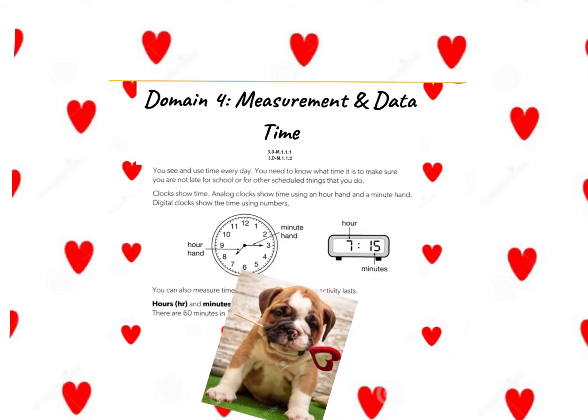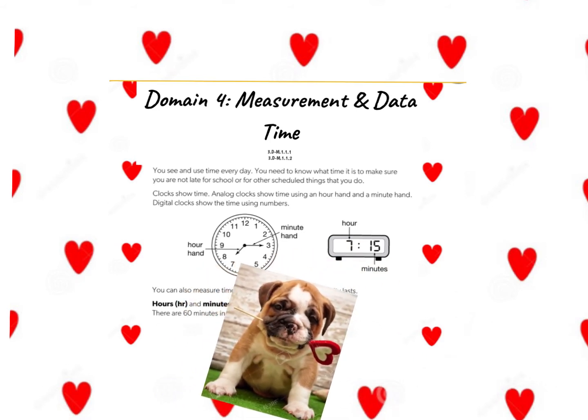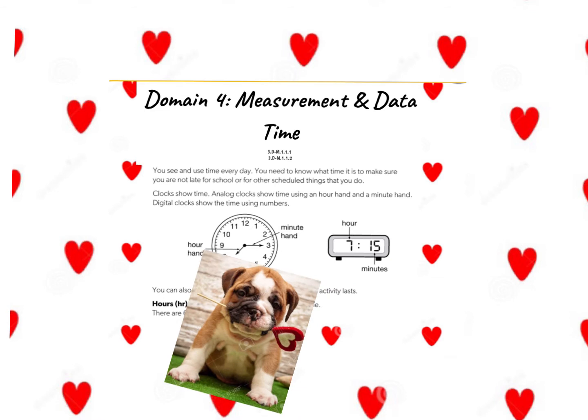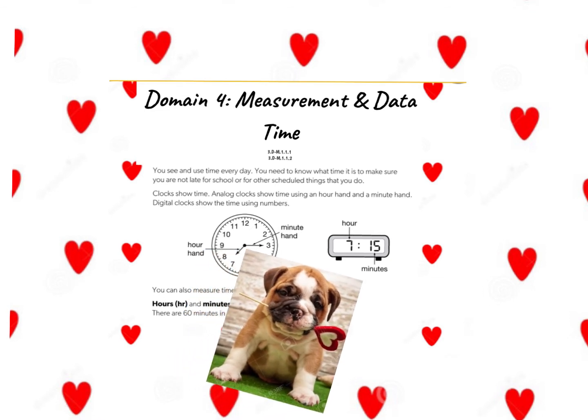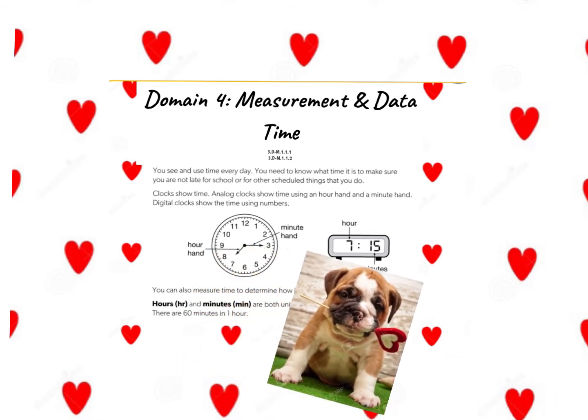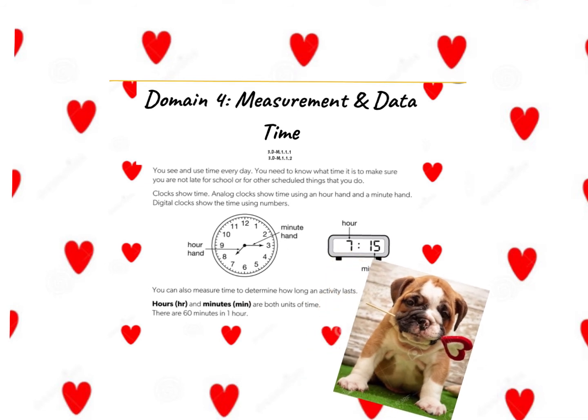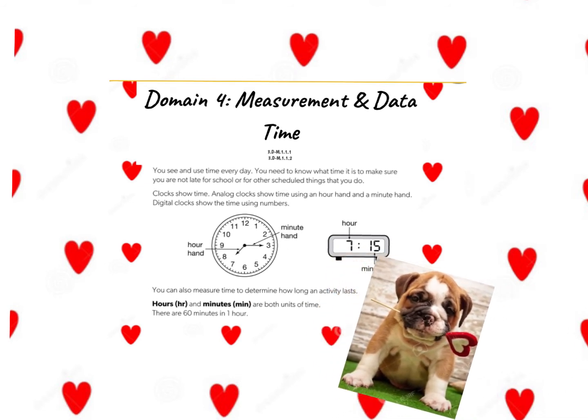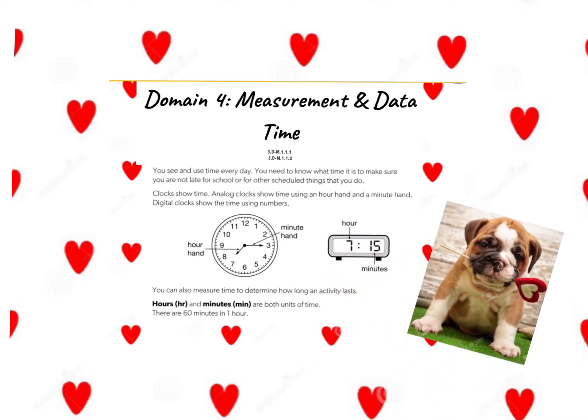This, friends, is an analog clock. And analog clocks show time using an hour hand, the short hand, and a minute hand, the longer hand. And digital clocks show the time using numbers. The first number tells the hour. The second set of numbers tells the minutes.